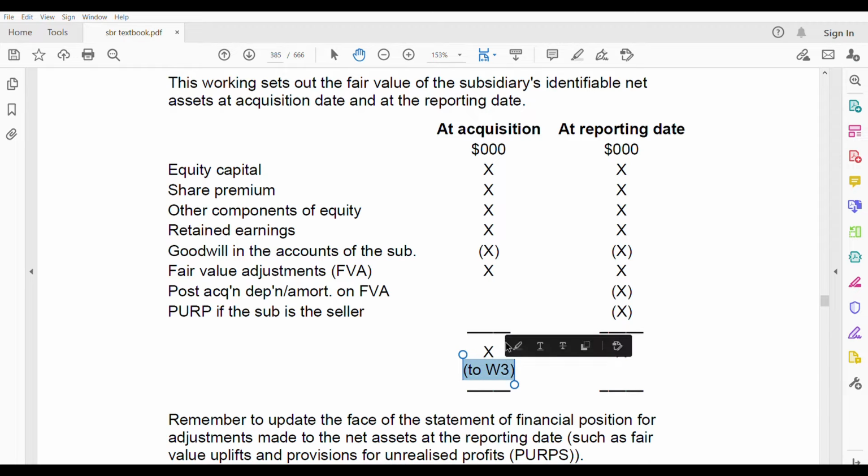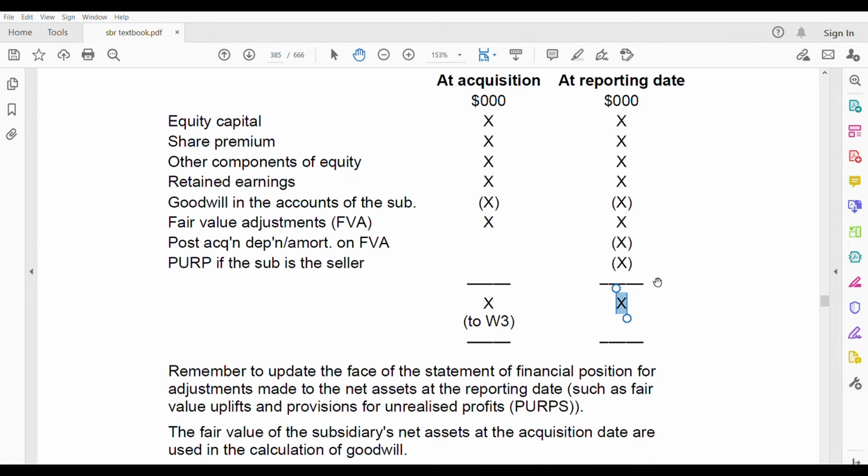Why? This is net assets at acquisition. You need net assets at acquisition to calculate your goodwill. That's why that amount will go to working number 3. What about this? This you keep as it is. Okay. And which amount are you going to record in the retained earnings? The change from this one at the reporting date to the acquisition date, the difference in the net assets. That difference only will go under your retained earnings, known as post-acquisition retained earnings. Okay, so the difference will go.